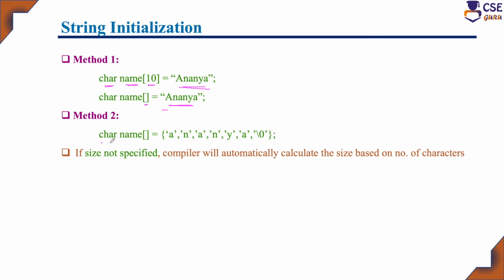Second method is char string_name within empty square brackets, and within curly brackets we specify the characters, like how we specify a single character input within single quotes. Likewise we specify, and each character should be separated by a comma. So this is another way to input the string. Here, if size is not specified, the compiler will automatically calculate the size based on the number of characters. This is actually the best method to represent the string, so memory will not be wasted.